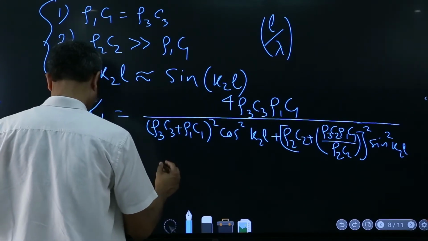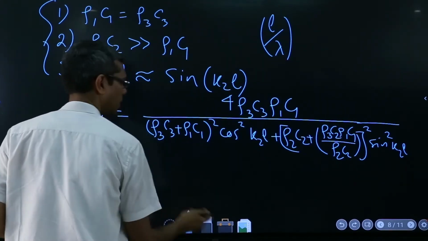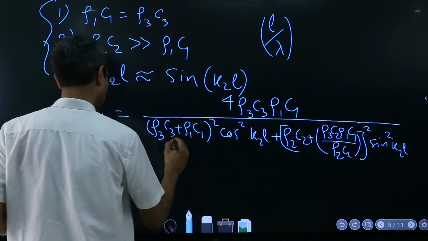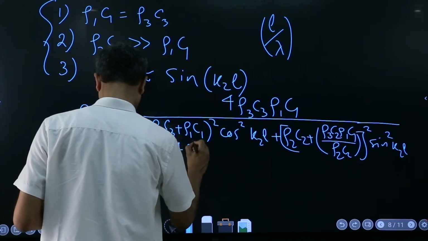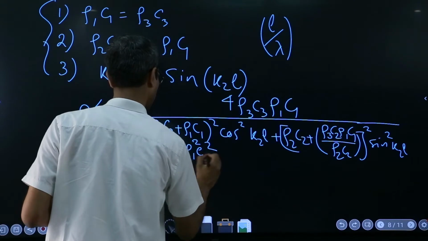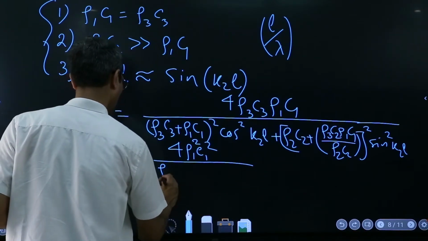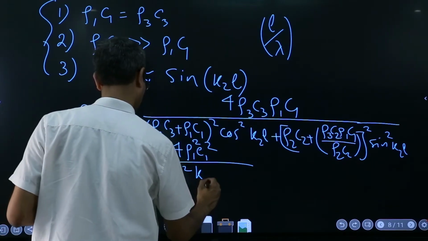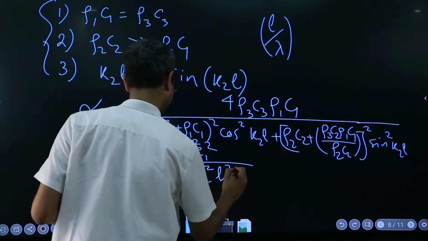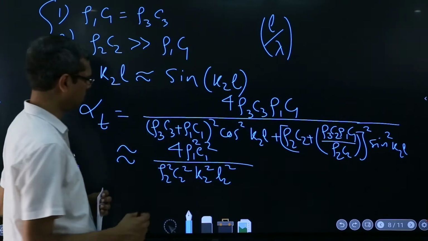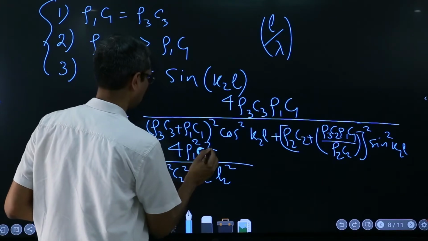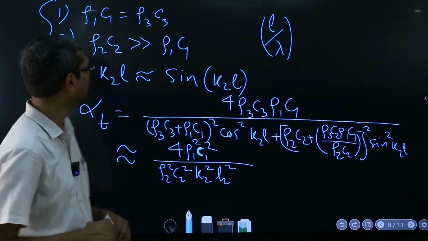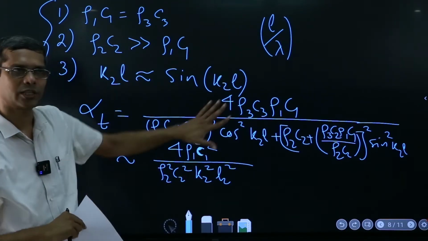I'll put the final approximation here, it is approximate. It will come out to be 4 rho 1 C1 square over rho 2 square C2 square K2 square L2 square. Okay, so this is alpha t. So this is what you will get under these three assumptions from this expression.